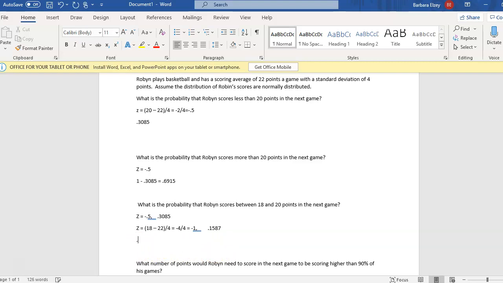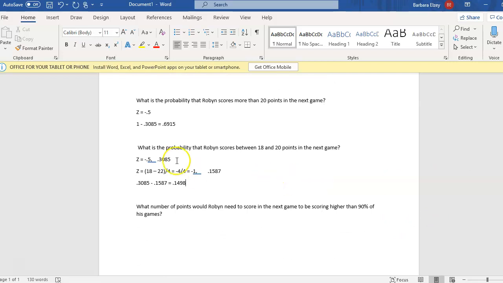When we've got these 2, all we're going to do is subtract them to get the probability that Robin's score is between those 2 scores, 18 and 20. And if we put that into the calculator, we get 0.1498. All right, now one last problem, and then we're going to look at how we can use Excel instead of using the tables to find our probabilities.